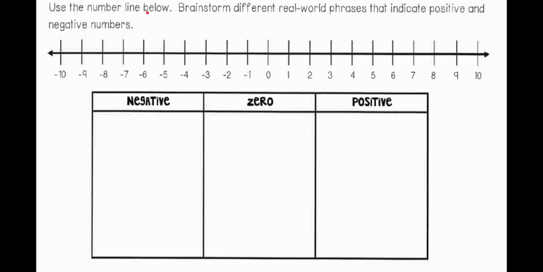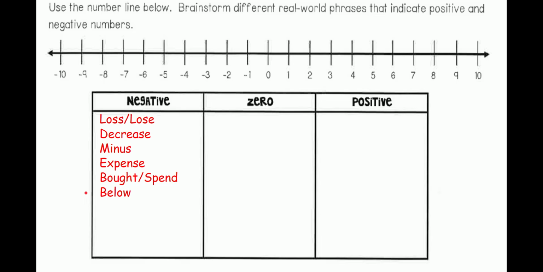All right, so we're going to use a number line below to brainstorm different real-world phrases that indicate positive and negative numbers. When you see word problems, you want to know what words are related to negative. First we've got loss or lose, we've got decrease, we've got minus. We also have expense, bought or spend. When you spend money, you have negative money. When you have an expense, you have negative money. When you decrease or lose things, that's negative.